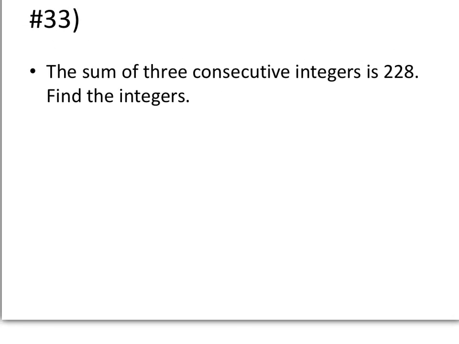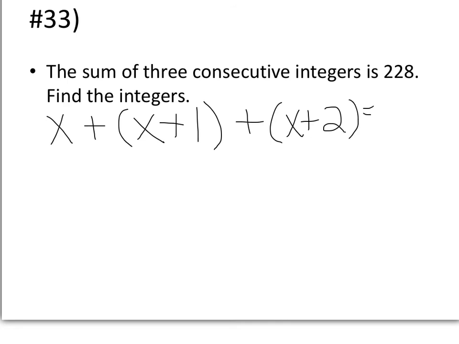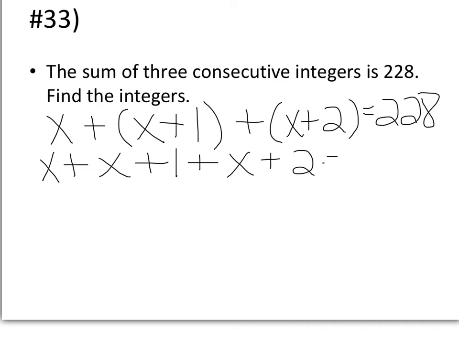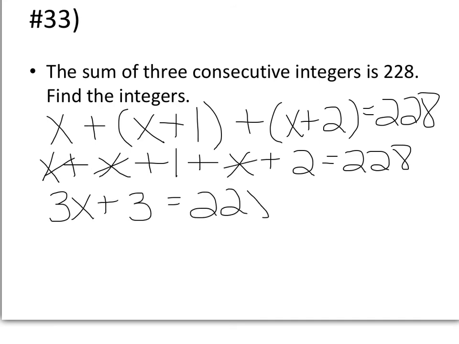So it says the sum of 3 consecutive integers is 228. Find the integers. So just like in class today, we found the pattern. And the pattern for consecutive integers is x plus 1 plus x plus 2. And they said that that is 228. Now they want us to find the integers. So we're going to go ahead and distribute the x, or the 1, to get rid of these parentheses. We're going to combine our like terms. So we have x plus x plus x, which is 3x. Plus 1 plus 2 is 3, equals 228.